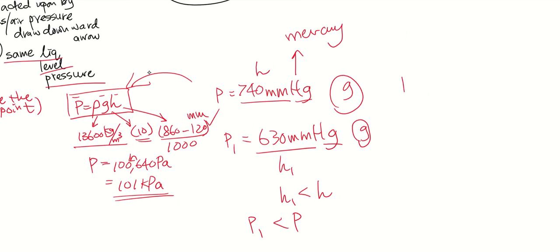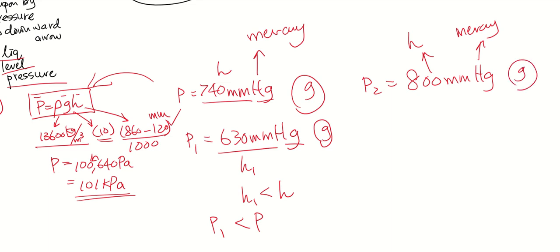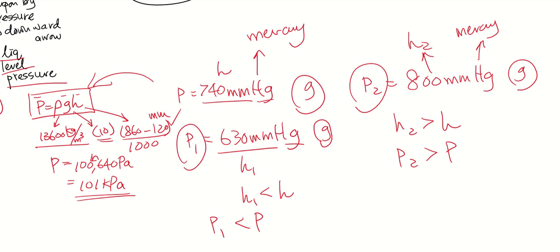Alternatively, if I go to another place and they tell me the P2 in this location is actually 800 mm Hg. So again, Hg is the mercury and 800 mm is actually the height. G again is not here. But if I were to compare, H2 is now greater than H. Therefore, P2 will definitely be greater than P. So it gives a sensing very quickly, without calculation, that this pressure is higher than atmospheric pressure. This pressure is lower than atmospheric pressure.